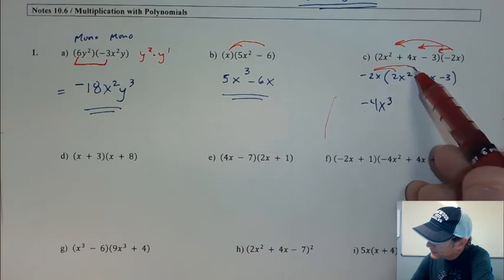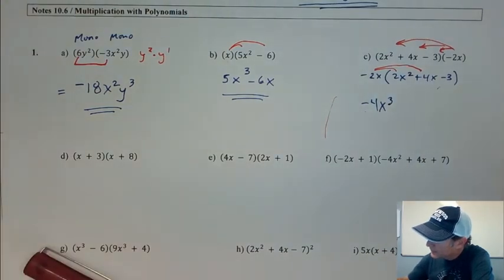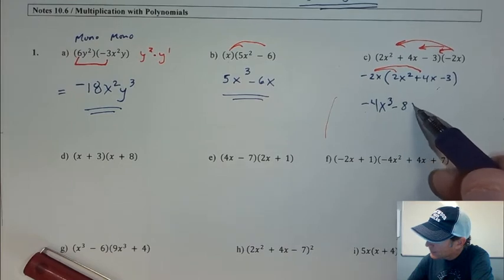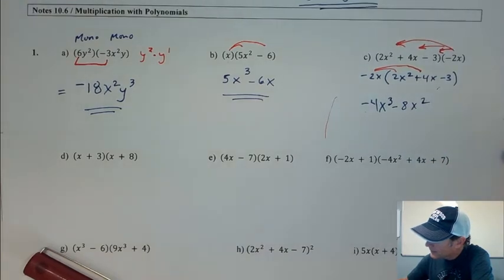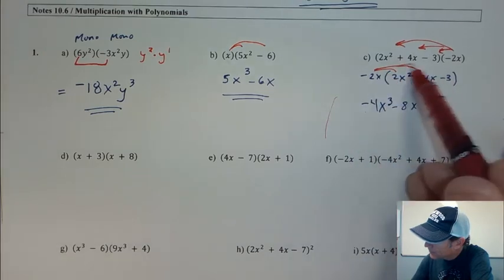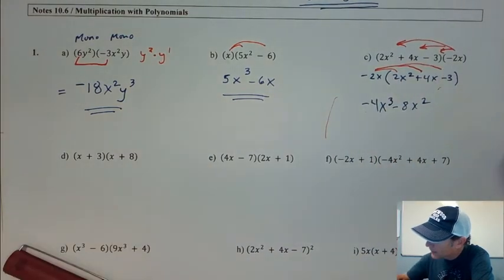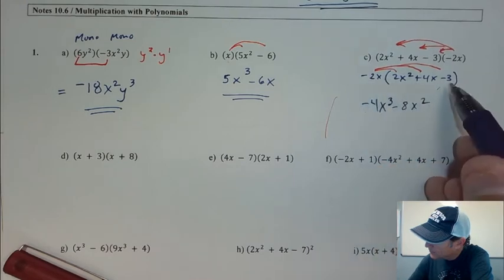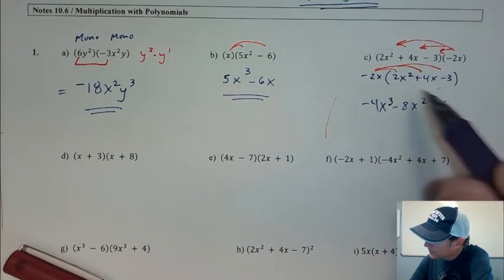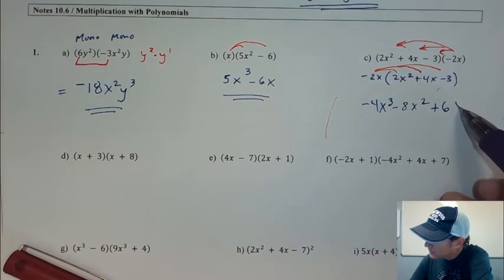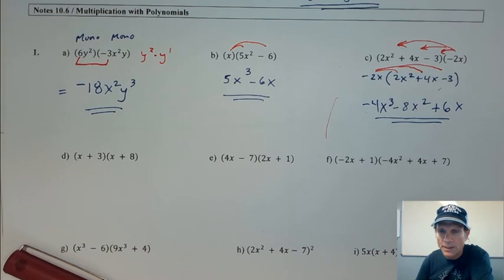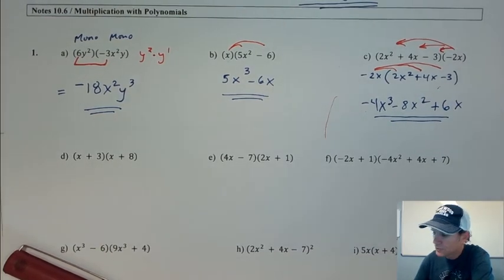This hits the second term, or multiplies in, and I get negative 8x squared, being careful with my signs here. And then the negative 2x multiplies to the negative 3, and I have negative times negative is positive. 2 times 3 is 6, and x just carries on. And that's multiplying a monomial times a trinomial.